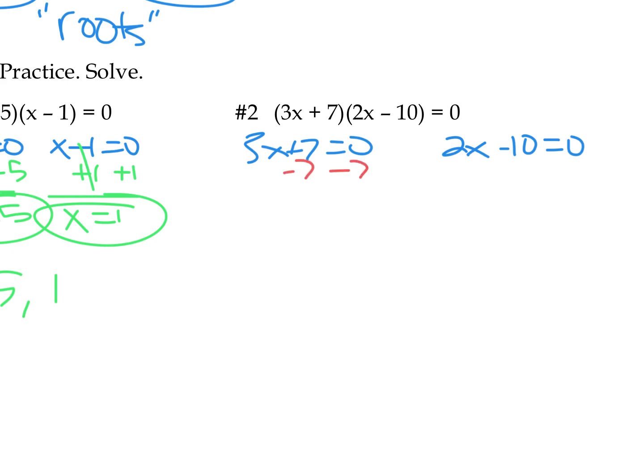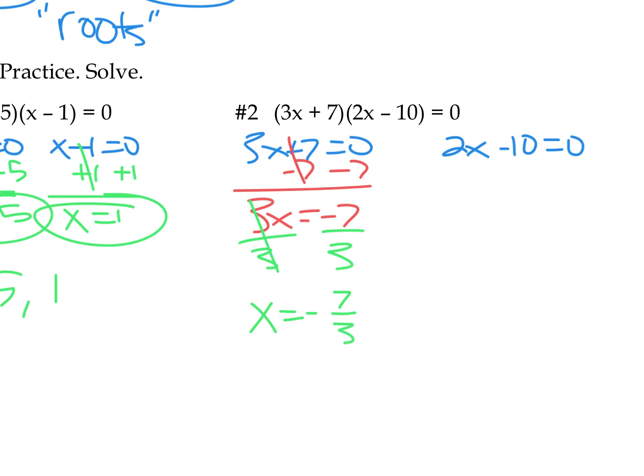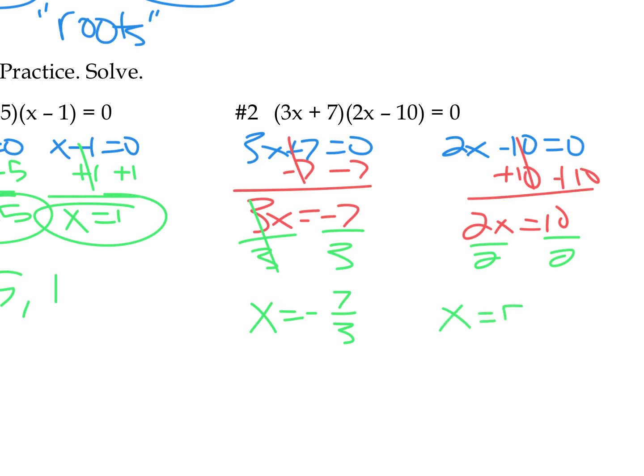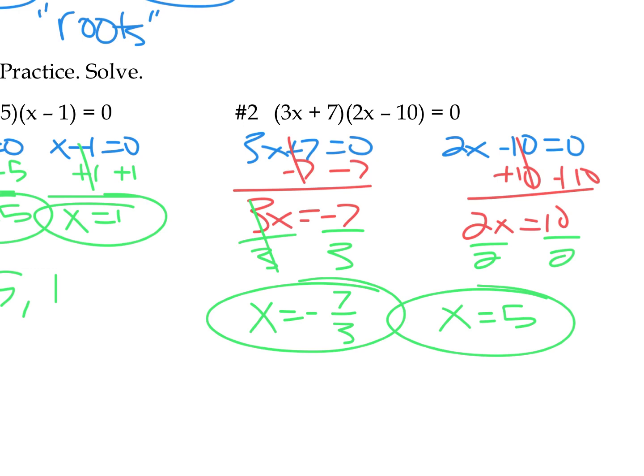So when I subtract 7 on both sides, just set these equations up. These should be equations that you can solve without much difficulty. Add and subtract on both sides, then divide. X equals negative 7 over 3. Next example, I'm going to add 10 to both sides, right? Then I'm going to have 2x equals 10, divide by 2 on both sides, and get x equals 5. So negative 7 over 3 and 5 are my two solutions for equation number 2.